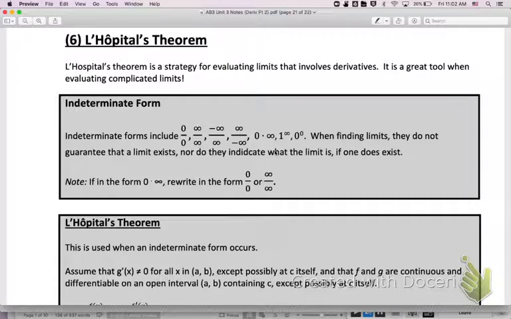The final thing we're going to look at to wrap up our study on derivatives is L'Hopital's theorem. L'Hopital's theorem is a strategy for evaluating limits that makes it really, really easy. The problem is we couldn't use it before because we didn't really know how to do our derivatives yet. So now that we know this, it makes some of those more complicated limits that we did much, much easier.